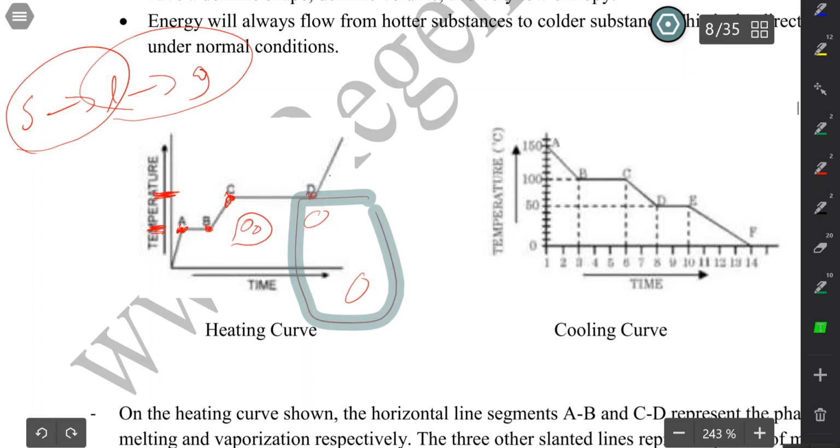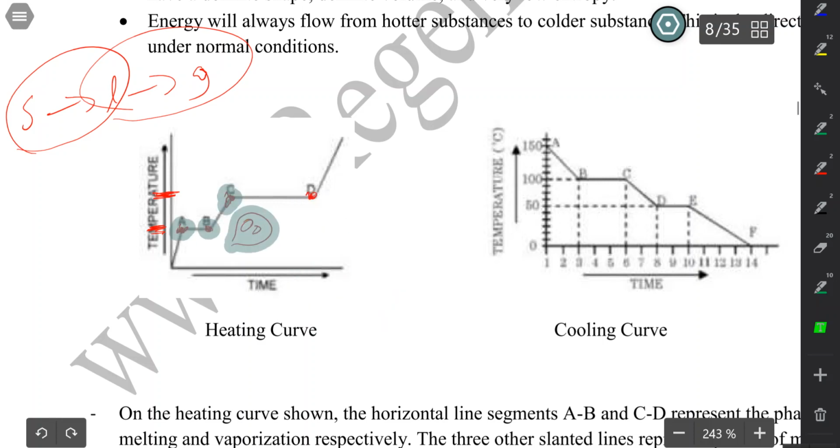We also notice here that the amount of energy needed to evaporate something is so much higher, because look at this line from C to D. It takes so much more time to evaporate something than it does to melt something. Notice the melting here is very little. The line from point A to B is much shorter than the line from point C to D.